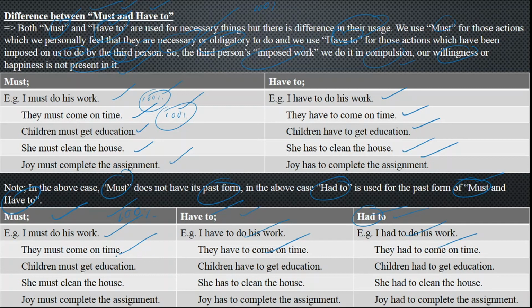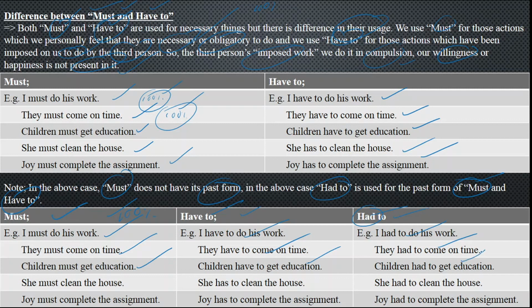Children must get education. This is the wish of every child's parent, and children have to get education. They say that whether that is our wish or not, it is the need of today's time, whether we have money to pay their fee and so on, but they have to get it. And past of both is, children had to get education.